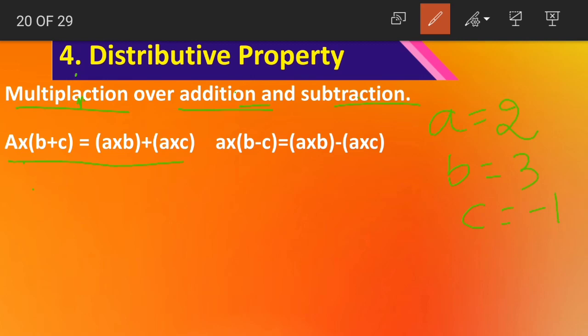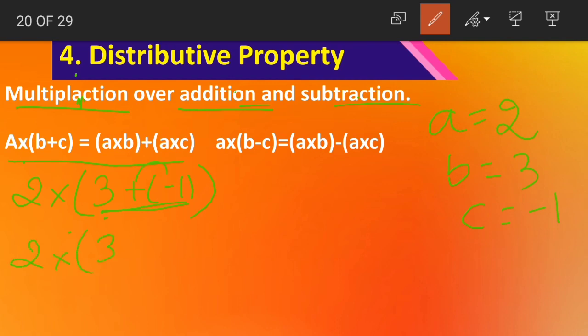We will substitute in LHS. 2 into 3 plus of minus 1. a into b plus c is written like this. Now first what should we do? We should solve the terms in the brackets. Plus into minus becomes what?